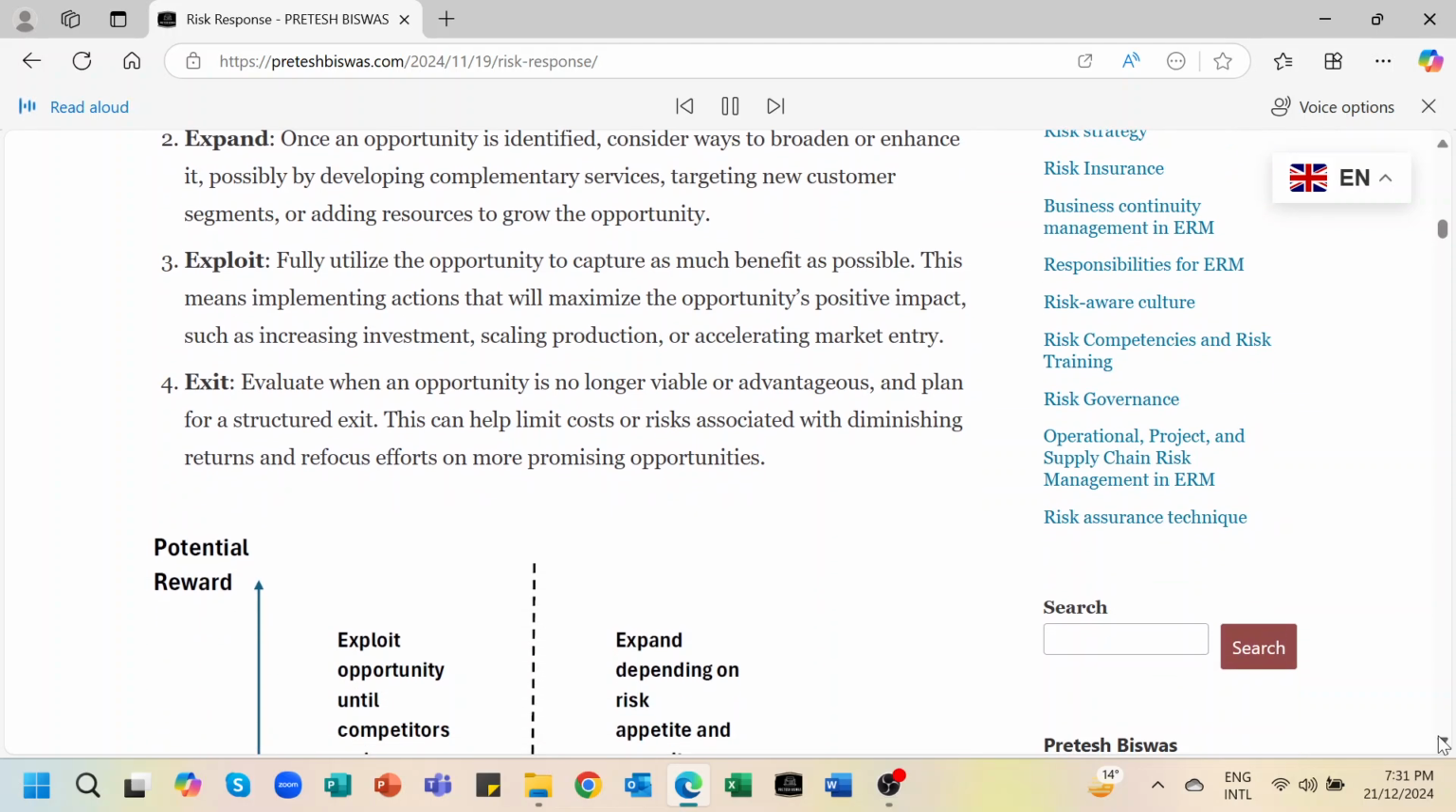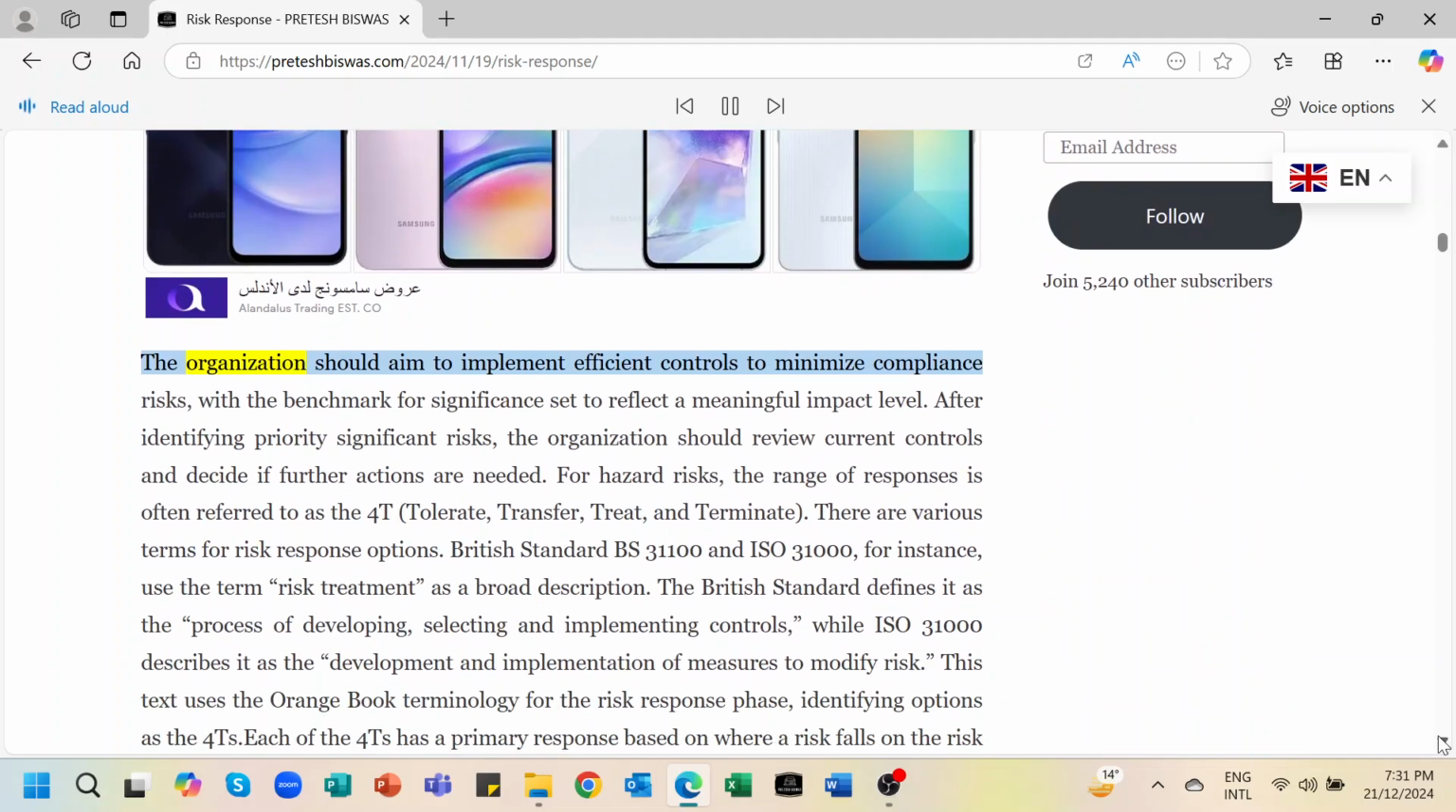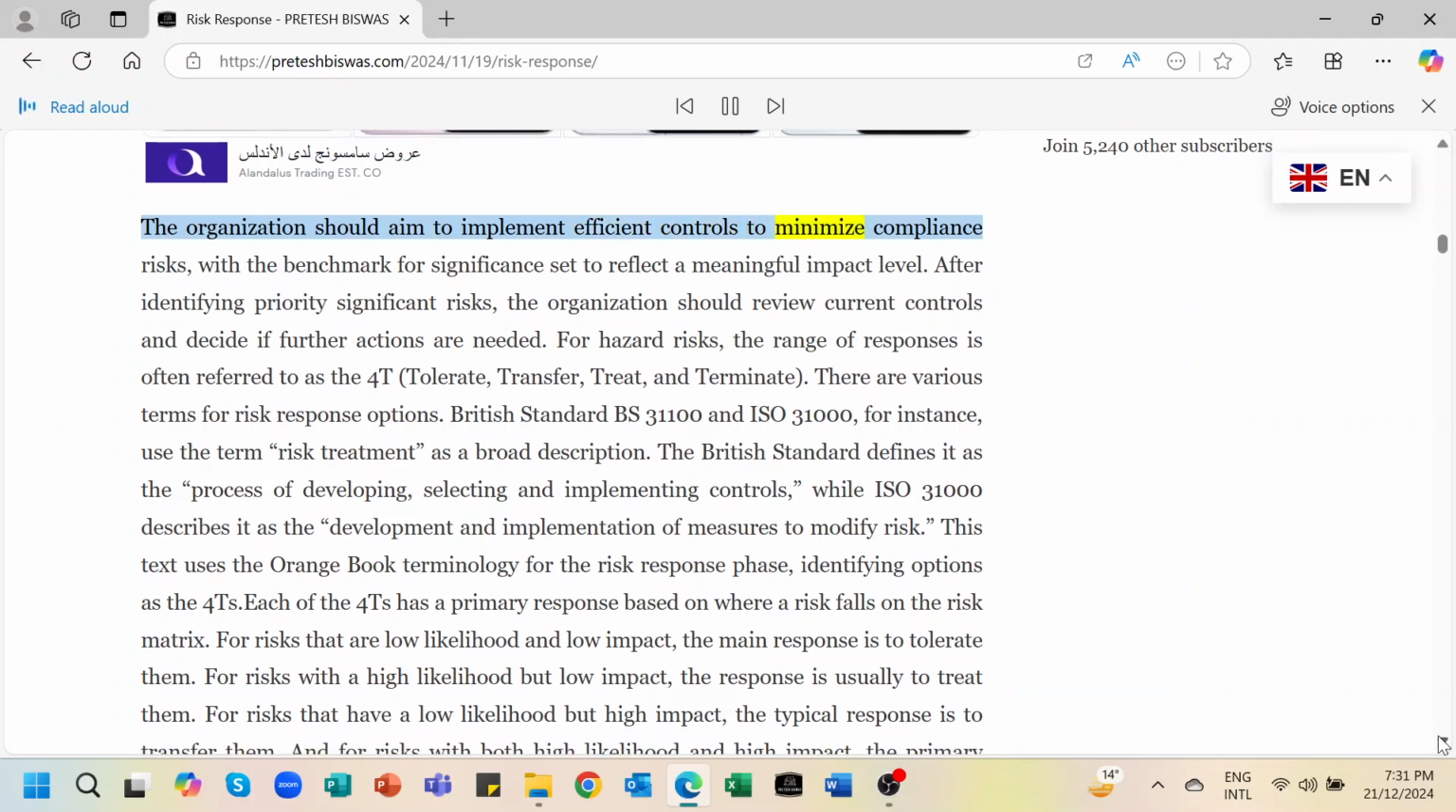Figure 2. The 4T of hazard response. The organization should aim to implement efficient controls to minimize compliance risks, with the benchmark for significance set to reflect a meaningful impact level. After identifying priority significant risks, the organization should review current controls and decide if further actions are needed. For hazard risks, the range of responses is often referred to as the 4T: tolerate, transfer, treat, and terminate. There are various terms for risk response options.